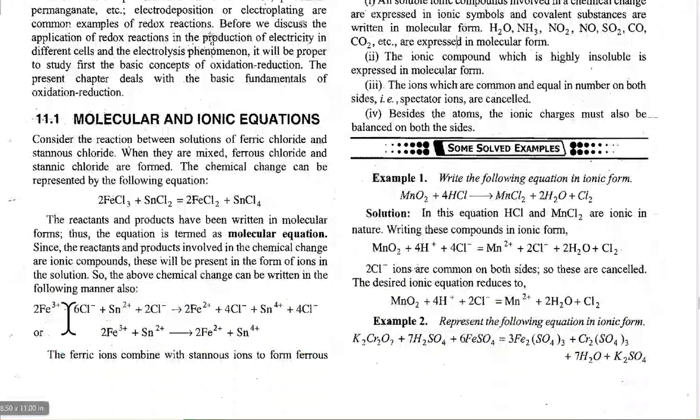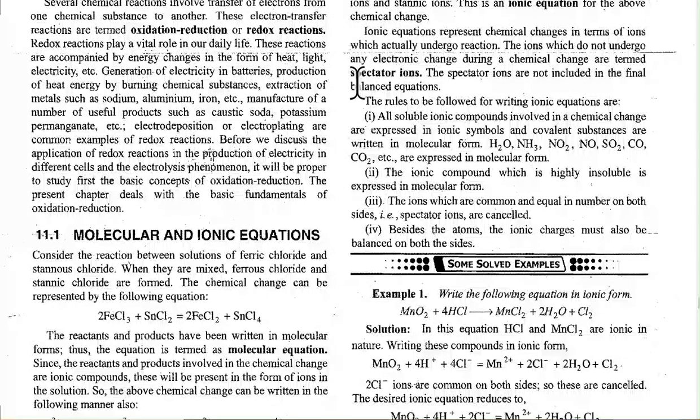And the ion, here Cl minus ion, here also Cl minus on the left hand side, and on the right hand side also Cl minus. So Cl minus on both sides means there is no change in the electronic configuration. The number of electrons with Cl minus is the same as with the Cl minus on the right hand side. So there is no change of electron. So we call such ions spectator ions.